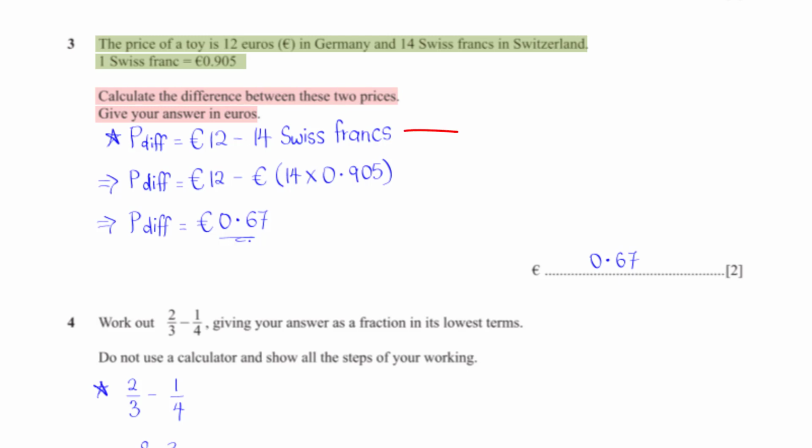And so the price difference is 12 euros minus 14 Swiss francs. Since we need our answer to be in euros, we need to convert 14 Swiss francs into euros. We know that 1 Swiss franc is equal to 0.905 euros, and so to convert 14 Swiss francs to euros, we multiply by 0.905, and this gives us a final price difference of 0.67 euros.